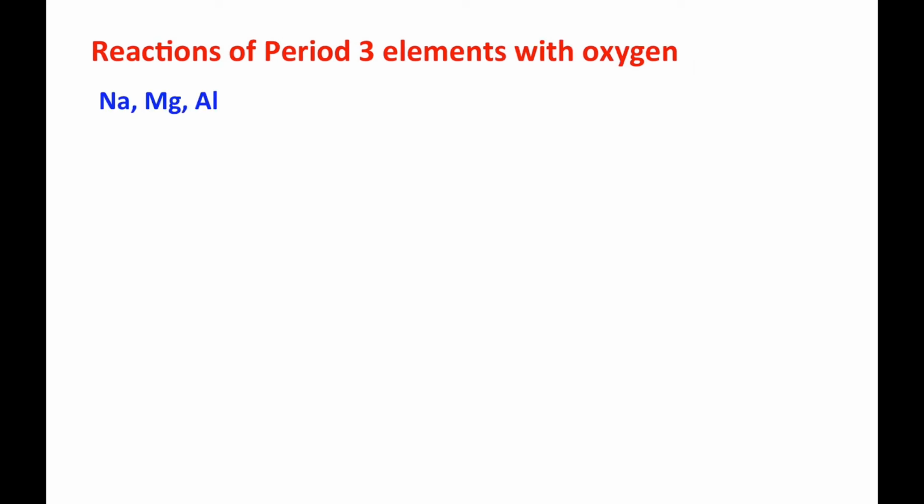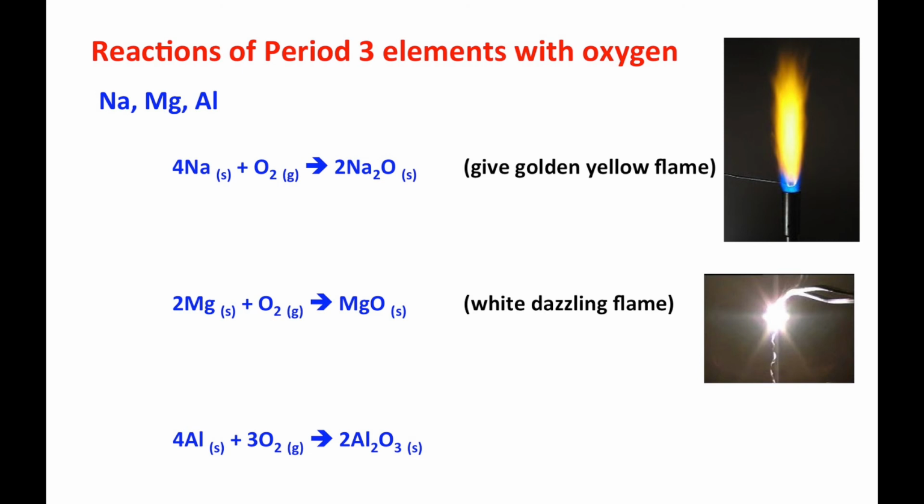And here shows the reaction of the metallic elements in period 3 with oxygen. First of all, sodium. I know you have learned the equation already. This time, only memorize the observations. Sodium will give a golden yellow flame and the magnesium will form a white flame.